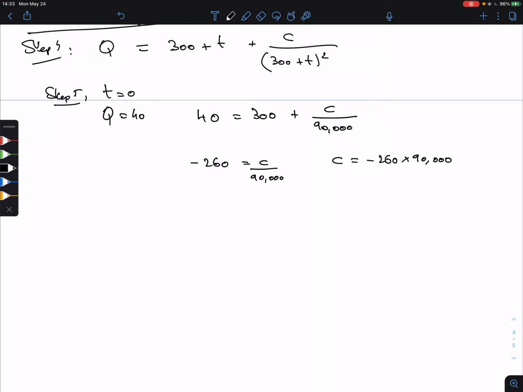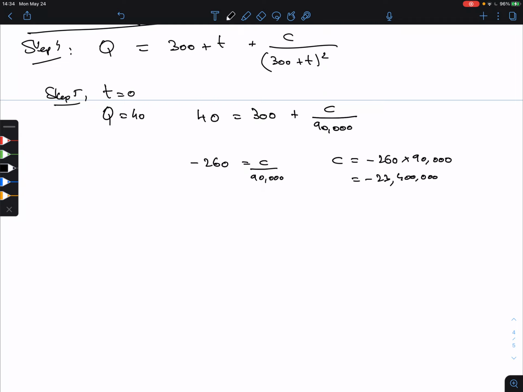That's a huge number. So let me just calculate this for you. 260 times 90,000. Yeah, that is minus 23 million 400,000. Am I counting the right digits here? I think so. Okay. And so, right, that's our c, but let me double check that I didn't make a silly mistake and then have to retract my video.